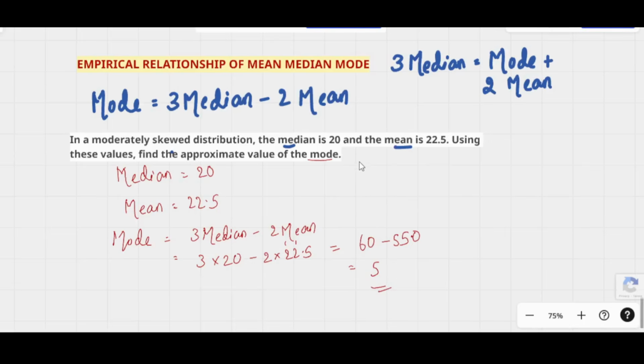But if they give you questions for grouped data, as I said, you can solve any two, like mean and mode or mean and median, and the third one you can solve by using the empirical relationship. So these are the main and most important questions of statistics. Watch it multiple times and practice, and the more practice you do, the more perfect you'll become.